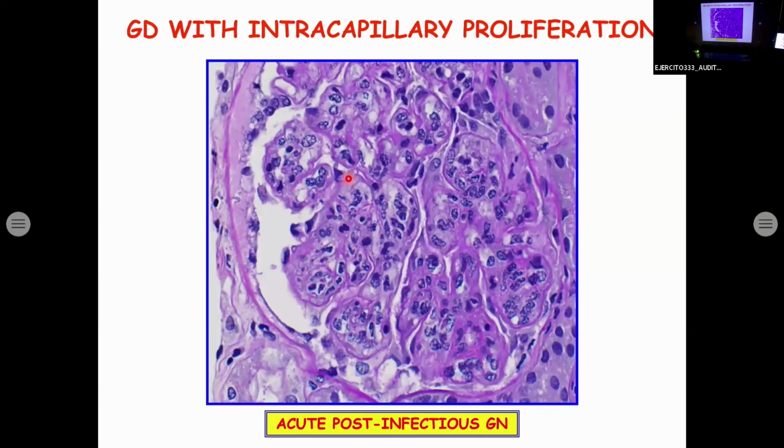Then we may have an intracapillary proliferation due to intracapillary inundation of cells within the capillary lumens of the glomeruli. You see that the lumens of the glomerular capillaries cannot be seen because they are occupied by mononuclear or polymorphonuclear cells. This is a typical acute post-infectious glomerulonephritis.